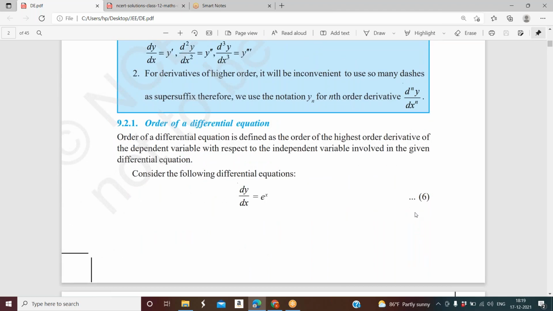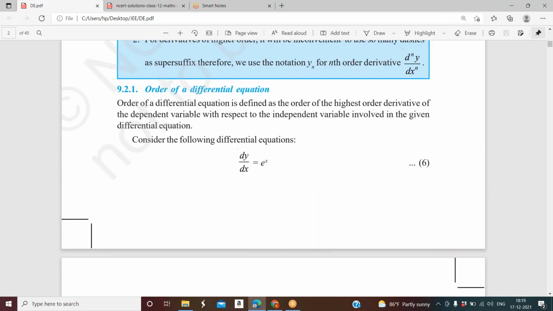See the first equation, equation number 6, dy by dx equal to e to the power x. This is a first order derivative, right? y with respect to x. Only one time we are differentiating here, so we call it a first order derivative. So this is known as a first order differential equation.